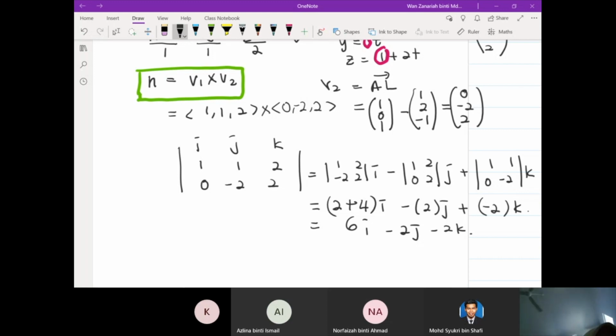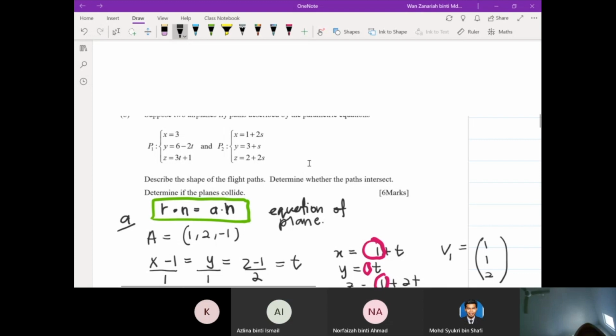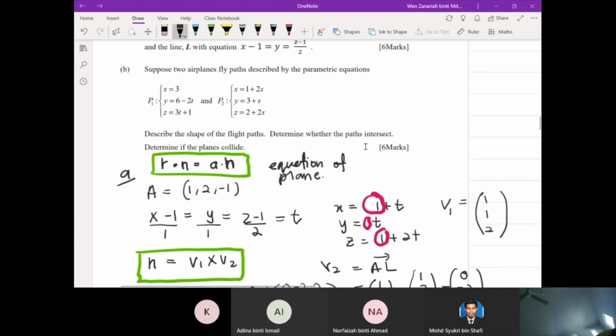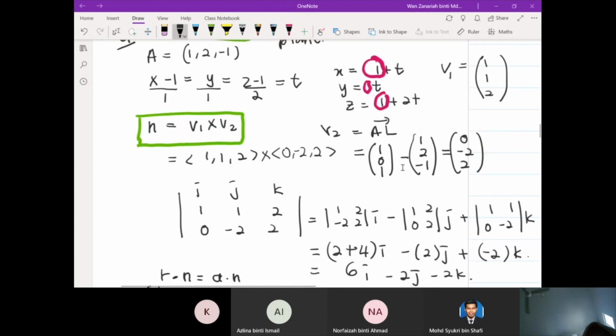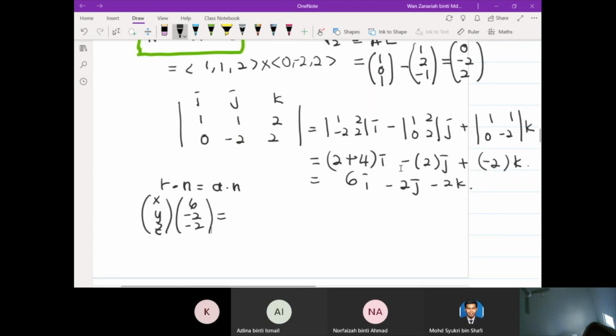Okay, we continue. So now we already find our normal. So we just substitute into our equation r dot n equals to a dot n, where our r is x, y, z. Okay, and the normal that we get just now, 6, -2, -2, and then A. Okay, A is the point given to you. A adalah 1, 2, -1, and then n normal 6, -2, -2.